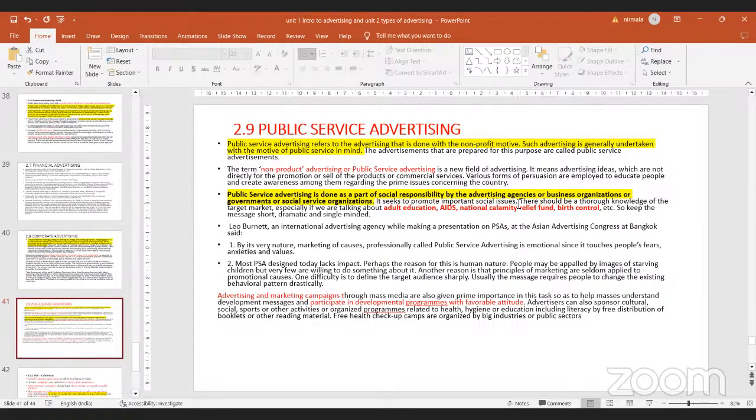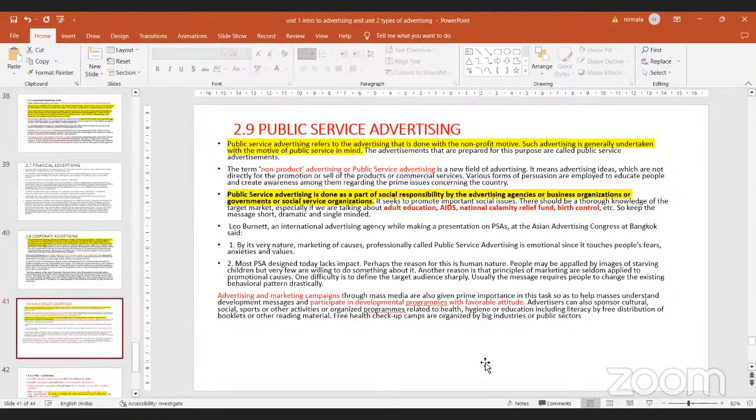So here, this is a non-profit motive. It is only done for the benefit of the common public. There is no commercial element involved in public service advertising.